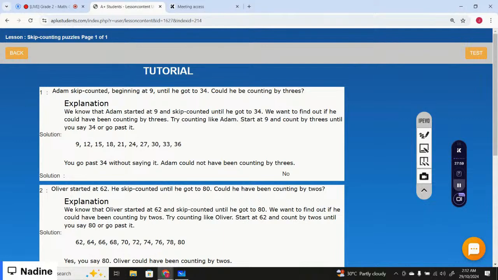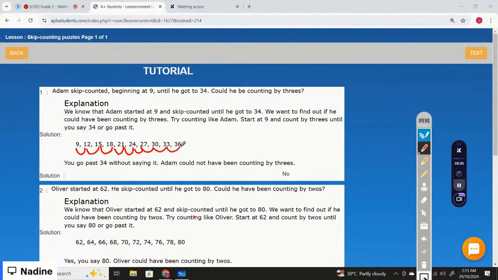Adam skip counted beginning at 9 until he got to 34. Could he be counting by threes? So start with 9 and skip count by 3 and see. 9 plus 3 is 12. 12 plus 3 is 15. 15 plus 3 is 18. 18 plus 3 is 21, 24, 27, 30, 33, and 36.